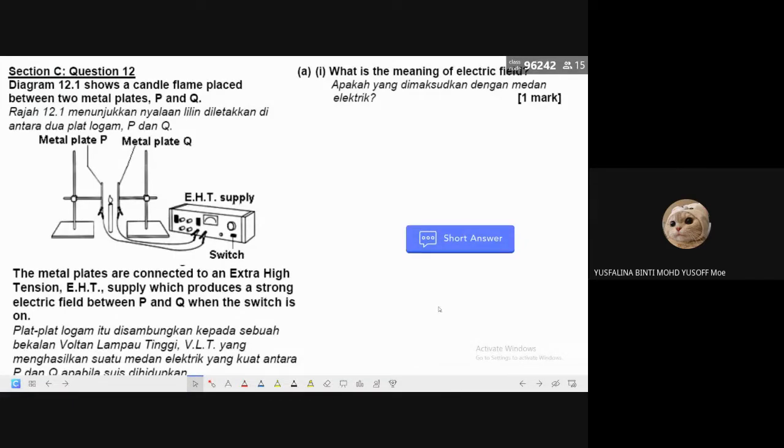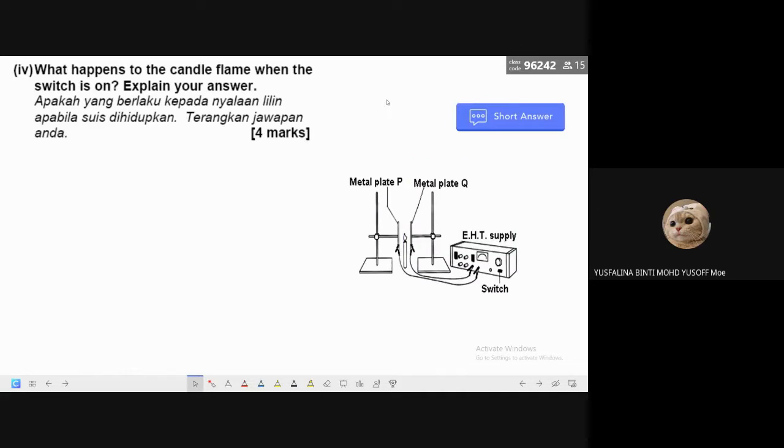Okay, so this one I just skip, because we already answered it for the first question just now. So I will skip this one. Okay, so this one you need to explain. All right, 4 marks. I did explain just now, when we started early in this lesson, about what happened to the candle flame here. This is 4 marks, which means 4 points.